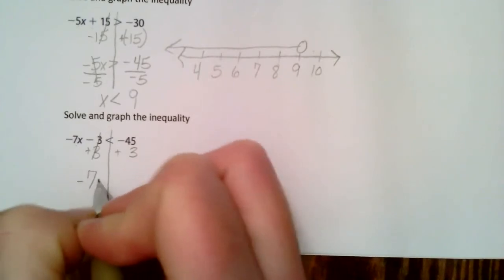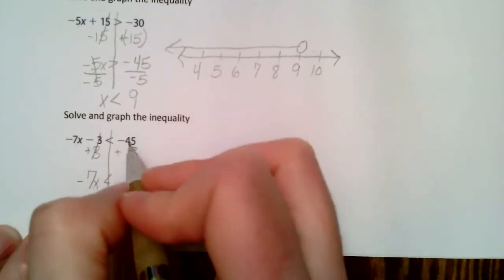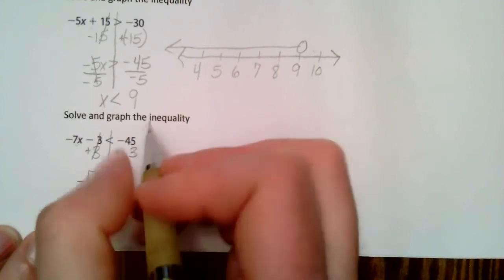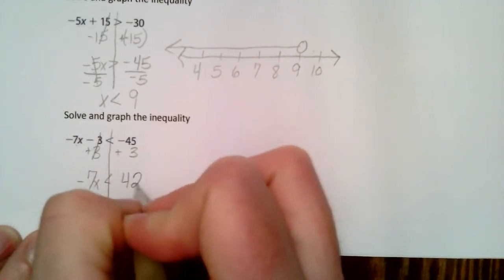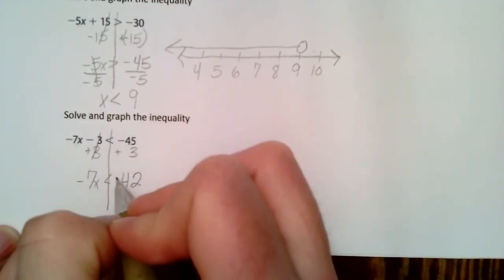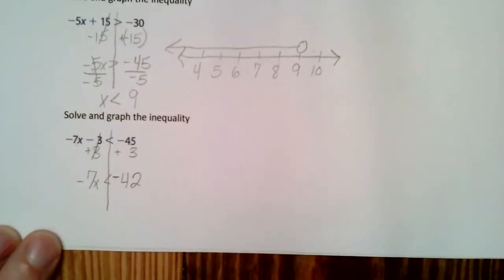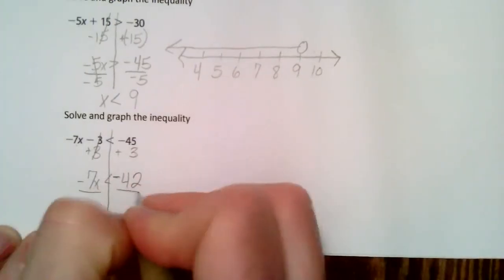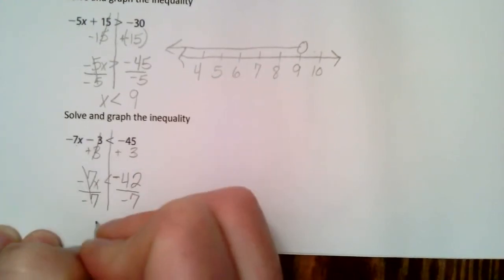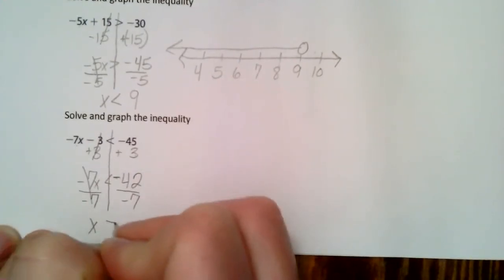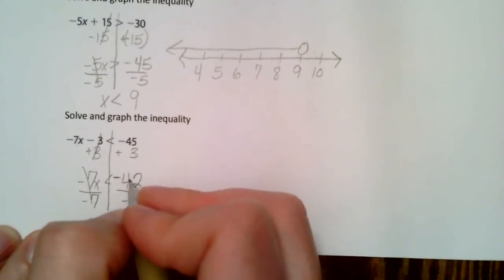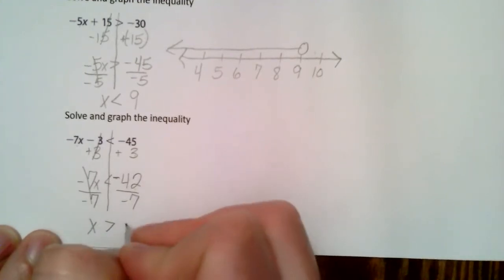I get negative 7x is less than negative 45 plus 3. Different signs, subtract. It's 42, and take the sign of the biggest number, so that would be negative 42. And then I'm going to divide both sides by negative 7. Since I divided by a negative number, my sign is going to flip, so it becomes greater than, and then negative 42 divided by negative 7 gives me positive 6.